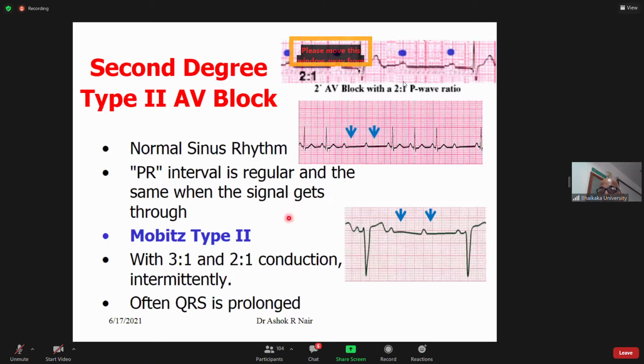Mobitz type 2 block is where you have a normal PR interval. There's a drop beat. 1, 2. There's a drop. P waves are seen, but it is not conducted further. So there's a 2:1 block or 3:1 block. After this is a normal PR interval, then there's one P wave, there's a drop. There are 3 normal, then there's a drop, 3:1.